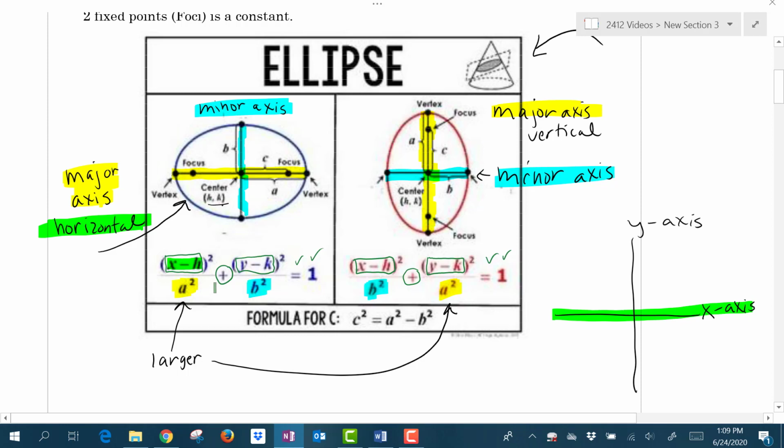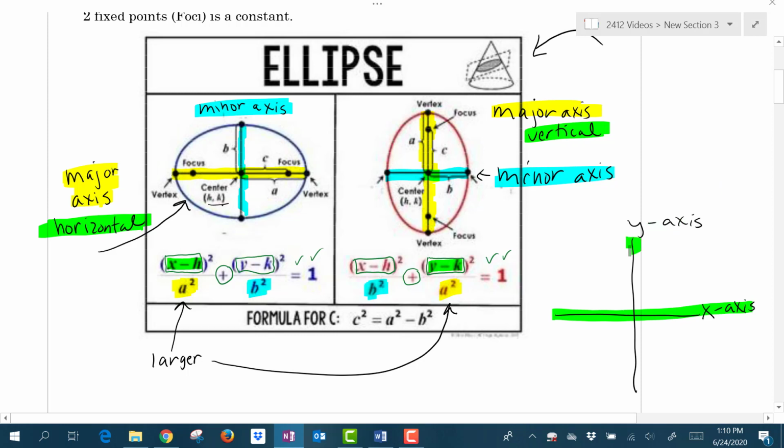All right. How do we know if the major axis is vertical? Well, if the major axis is vertical, what we're going to see when we look at that equation is the larger of those two denominators is going to be underneath the y fraction. So when determining the orientation of an ellipse, we look toward the bigger denominator and we see what variable it is underneath. Okay. Why is the y fraction corresponding to a vertical major axis?